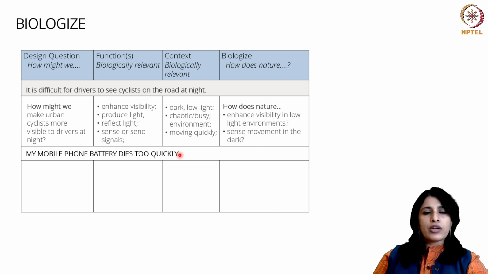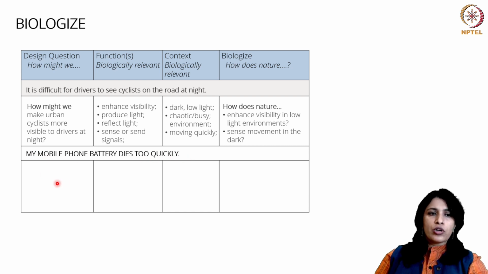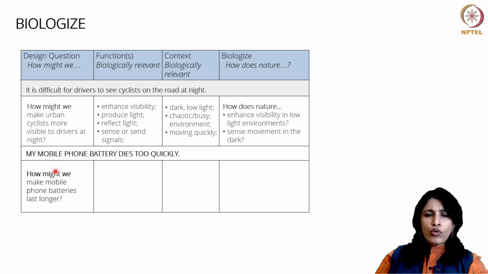Remember that in define, we said we need to understand the problem or the opportunity fully before we start defining. But for the purposes of this example, I've just used a single sentence. So the defined question could be, how might we make mobile phone batteries last longer? Directly from this problem statement. So I say my defined question is, how might we make mobile phone batteries last longer?